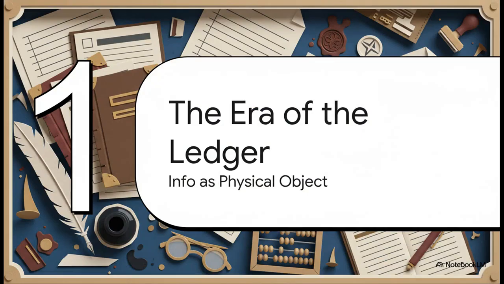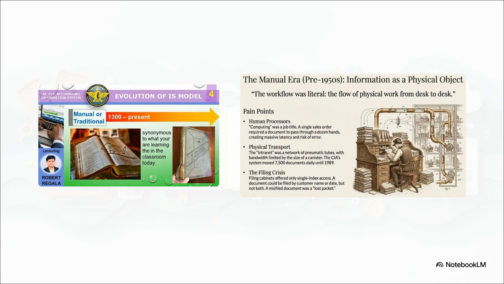So let's start way back at the beginning, in a time that probably feels pretty familiar from your intro accounting classes. This is the manual era, where information wasn't some abstract bunch of ones and zeros. It was a real, physical thing you could hold in your hand. Yeah, before computers, information had actual weight and took up space. A sales order was a piece of paper that someone had to physically walk from the sales desk over to the credit department and then to the warehouse. The office was literally a factory for processing paper.